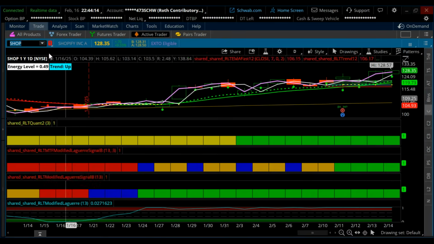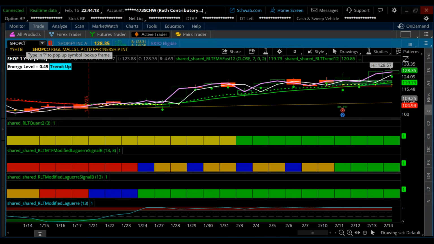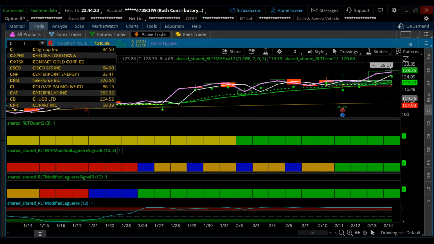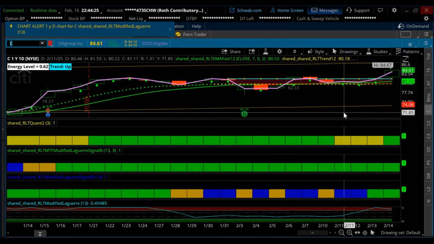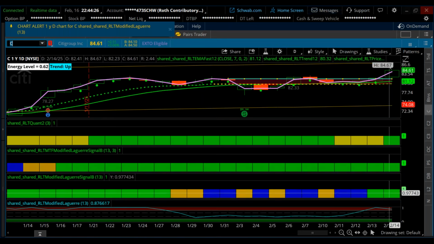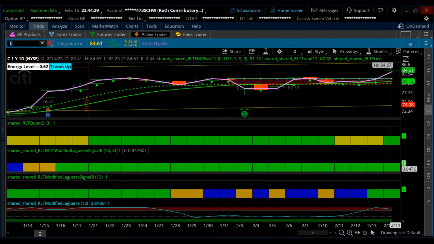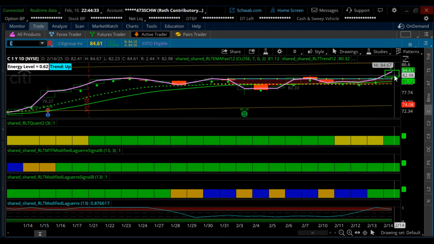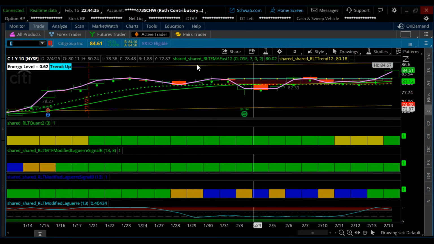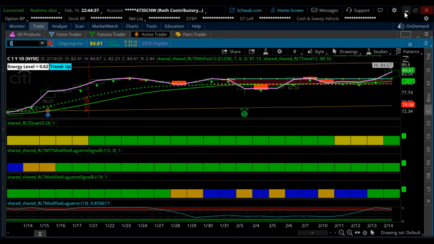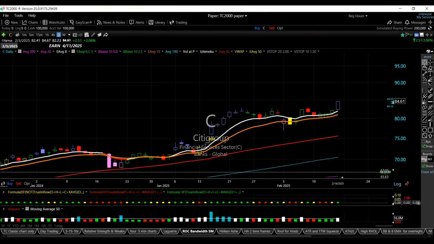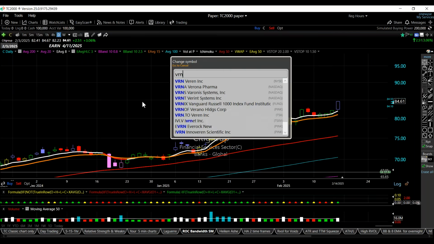Let's go back here. What does it look like on the SPY super system? Citigroup. Green, green. Current time frame momentum, multi-time frame momentum, staying green and breaking out right there. Again, this meets all the criteria that we were talking about. It's really important to find these stocks that are like this.